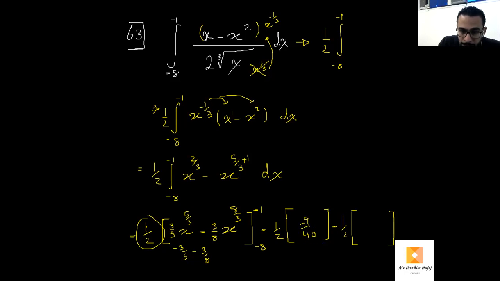Negative 8. Substituting negative 8, take the cubic root first and then raise it to the power of 5. Negative 2 to the power of 5 is negative 32, and then multiply by 3 over 5. Negative 36 over 5 in all? Without the half, negative 36 over 5. And then do this calculation. So again, the last step is half times negative 9 over 40, then minus 1 over 2, negative 36 over 5.